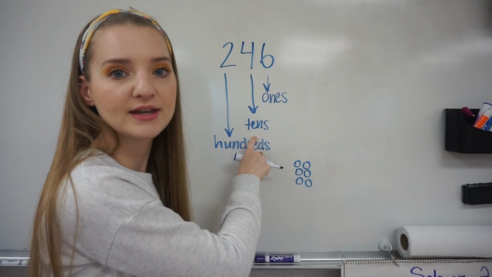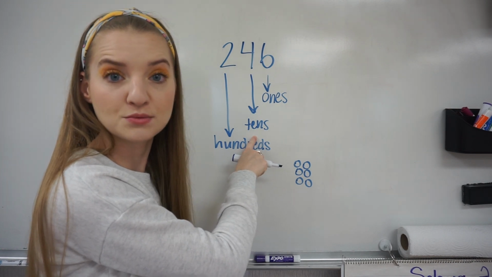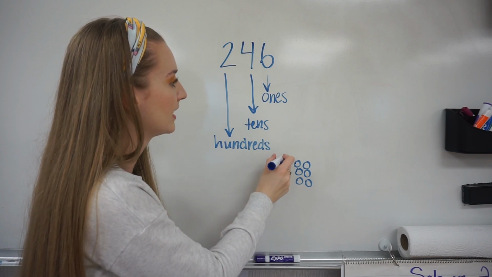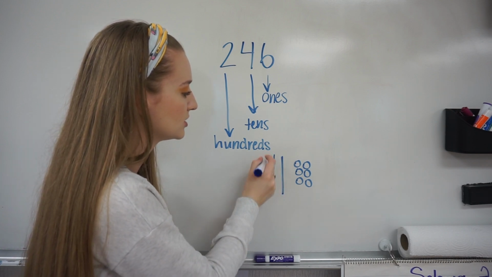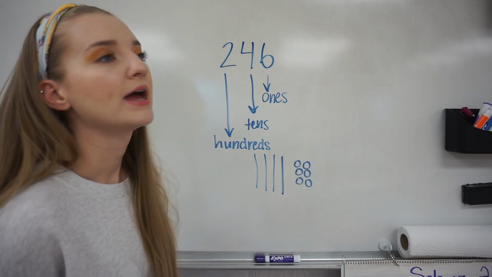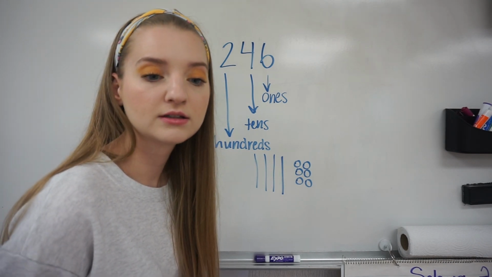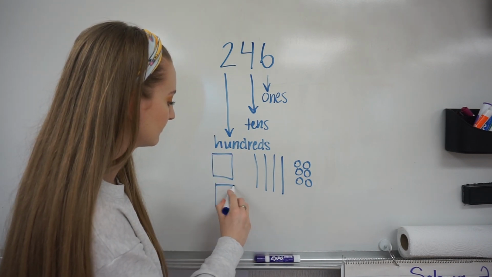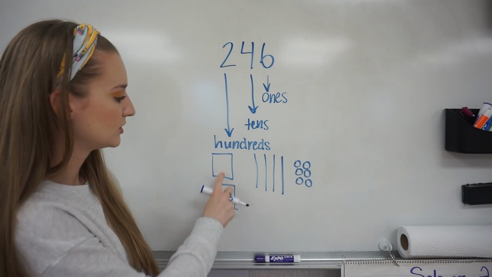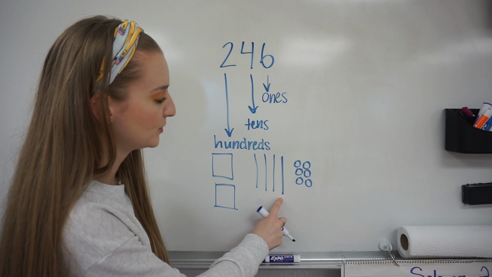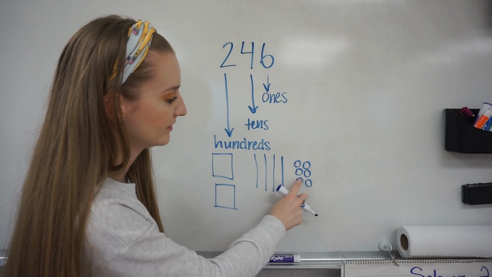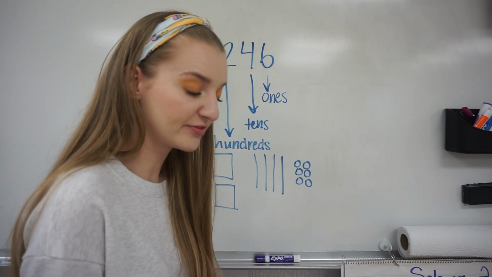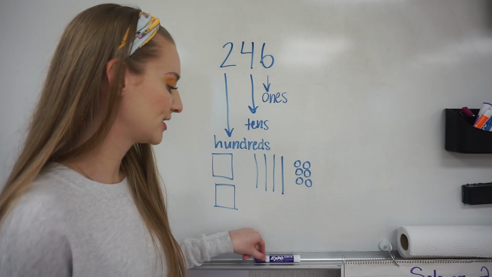What about the tens place? What do we use to represent the tens? A tens rod, great. And we don't want to waste time drawing a rectangle. We're just going to draw a straight line. So I have 4 of those. 1, 2, 3, 4. And what about our hundreds? Yes, a square, that's right. Like that. 2 hundreds, 4 tens, and 6 ones. Perfect.